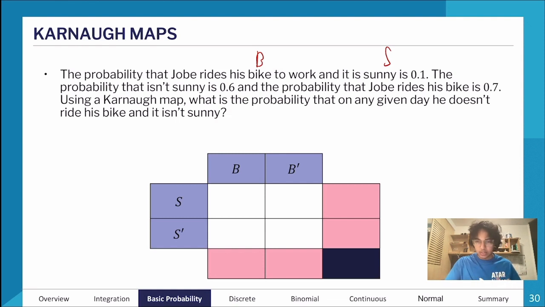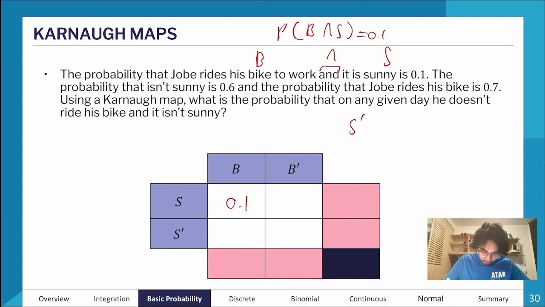Like, you don't need to know what the guy's name is. What you need to know is the 2 events and the numbers. So the probability that Job rides his bike to work and it is sunny, that's the intersection event, B intersection S is equal to 0.1. So I'm going to write that in my table, 0.1 here. The probability that it isn't sunny, so not S, and that Job rides his bike, so not S intersection B, is 0.7.